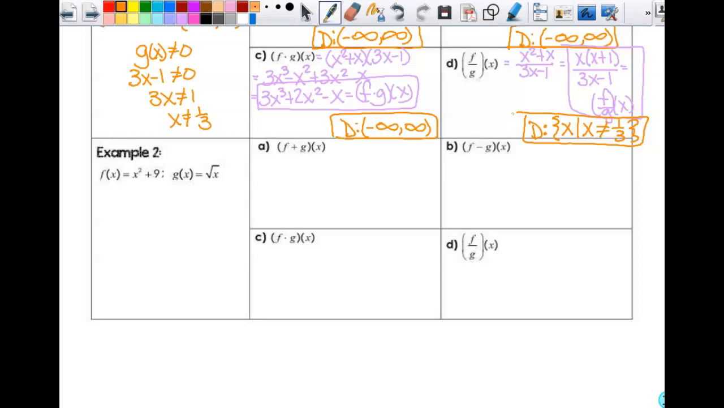All right, what questions you got? All right, good deal. Let's see, I do want to do the rest of these. Okay, so let's look at example 2.